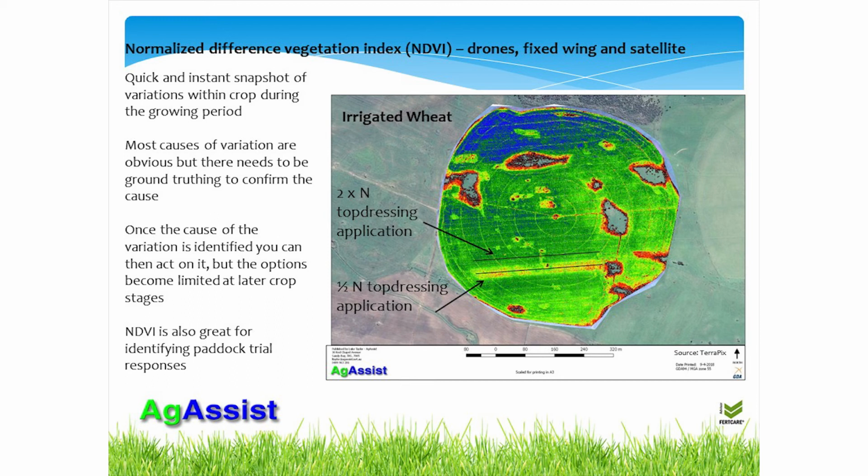So you can see there that the half rate definitely had a big difference on yield potential based on the NDVI. But for the black line above it, there was no difference at all from putting twice as much on. So for us, it meant that the nitrogen budget was pretty much spot on, so we're quite happy with that.